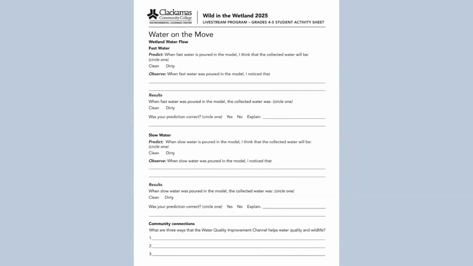Below that, it says slow water. So you'll do the same prediction, observe, and results for our slow water experiment. Then at the very bottom, we have our community connections, because we want you to be able to take what you learned here today in the episode and take it back out into your own community. It says, what are 3 ways that the Water Quality Improvement Channel helps water quality and wildlife? 1, 2, 3. So hopefully by the end of the episode, you will be able to answer all of those questions.